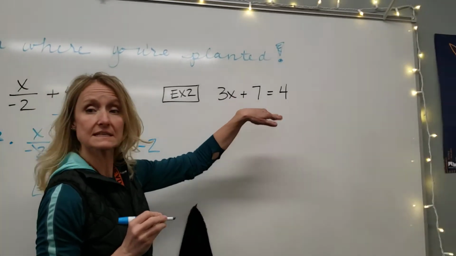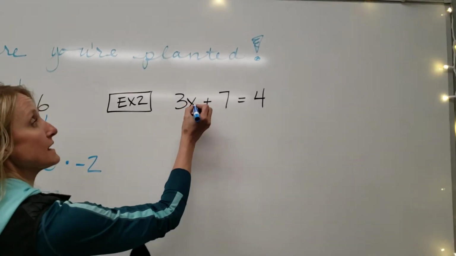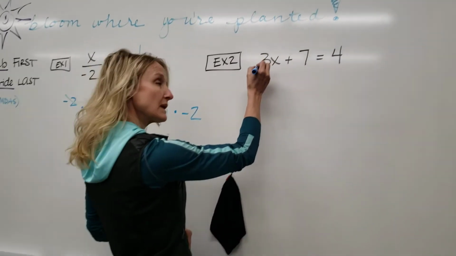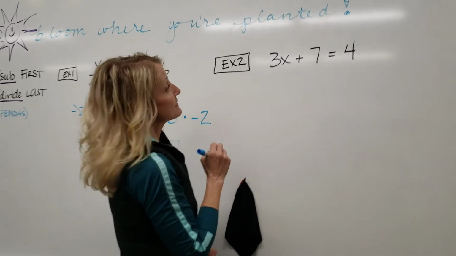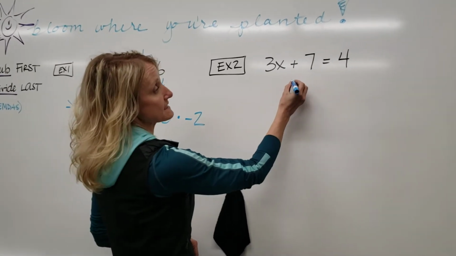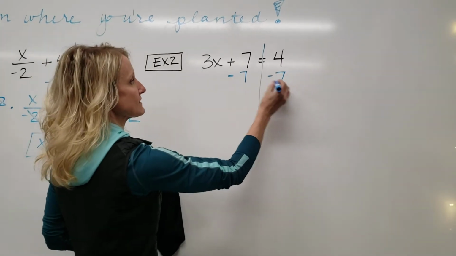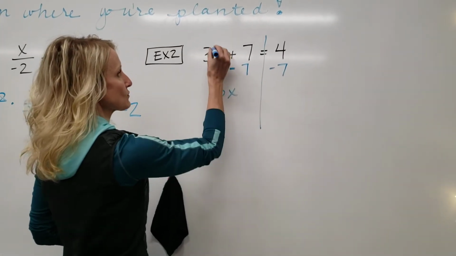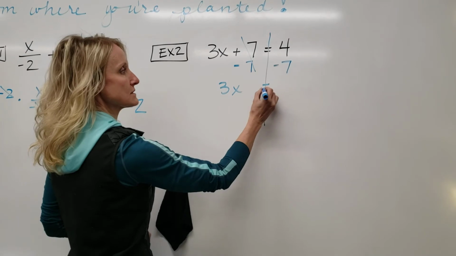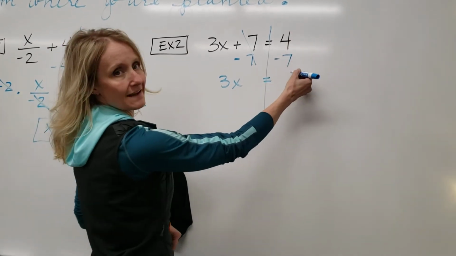Another type of problem you'll see on this assignment, x is being multiplied by 3 and added by 7. The opposite of adding 7, we're going to get rid of the adding and subtracting first, is subtracting 7. So our 3x's here, these drop out. Then we have 4 minus 7.